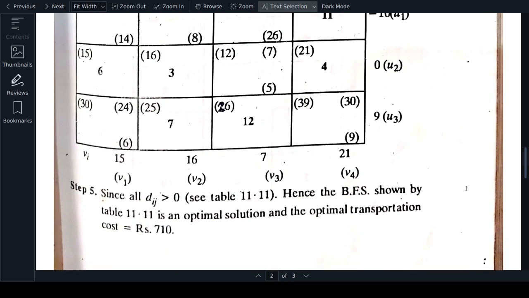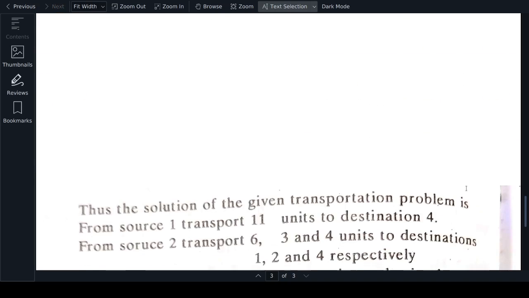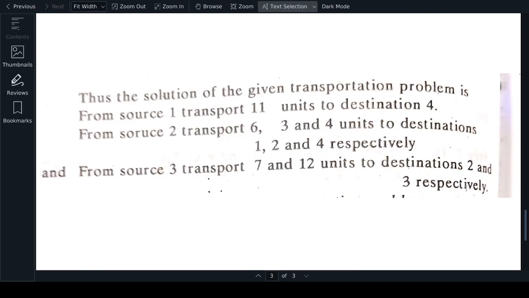So again you will revise this one, and any doubt then next class you will ask. So respond with your name.